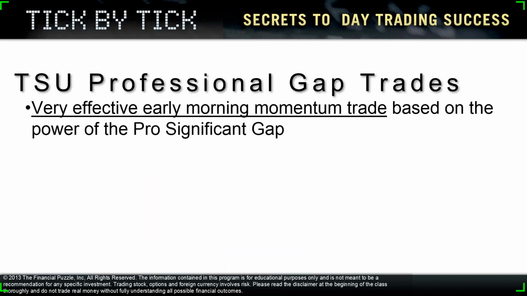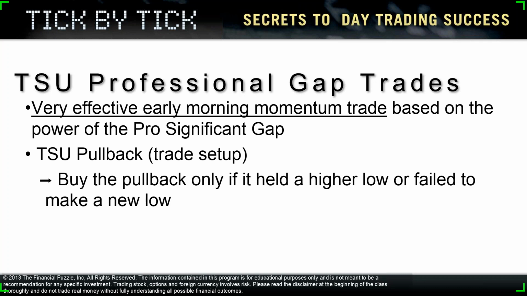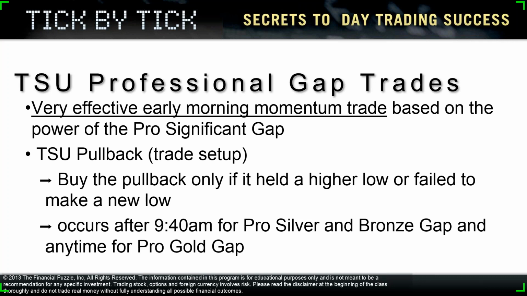So here's another gap setup that you can take from a professional gap. It's just a very simple pullback. It's a trade setup. So it's not a type of gap, it's just a trade setup. So you have this professional gap, and on this particular setup, you're just waiting for the stock to pull back a little bit, and you look for a reversal candle and take the entry. So here's what you do: you buy the pullback only if it held a higher low or failed to make a new low. So once the first candle closes and it pulls back, you don't want it to take out the low. You want to just have it be inside that candle. And these typically occur after 9:40 in the morning. And so let me show you an example.